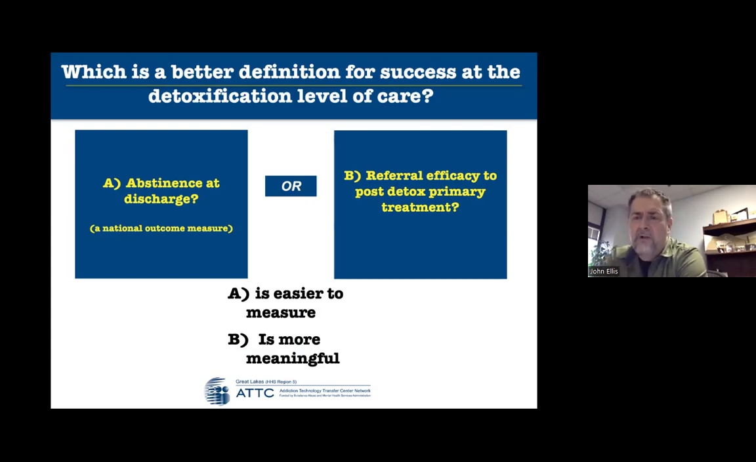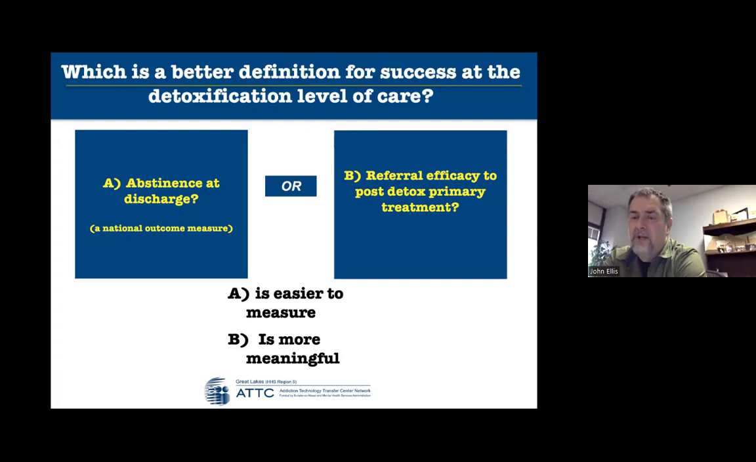If you were a director of, say, a standalone detoxification service, what is the better outcome for you to target? Would it be abstinence at discharge, which was the SAMHSA's national outcome measure? And if you think about it, if somebody's in detox, abstinence at discharge is kind of a given. You're not really doing a lot of work to have that happen. Or is your targeted outcome referral efficacy with where you're sending them afterwards?